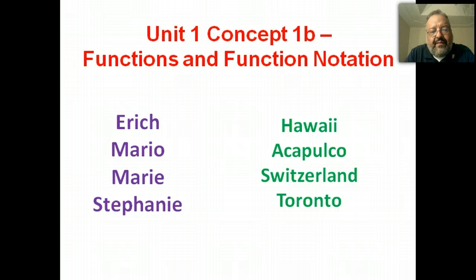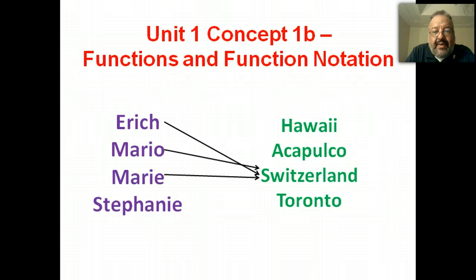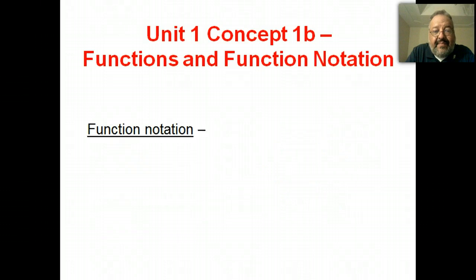Okay? Now, what's this one here? What if all 4 of these people find out that there's going to be this awesome rock festival in Switzerland? So Eric wants to go there. Mario wants to go there, Marie wants to go there, and Stephanie. They all want to go to Switzerland. Now, can all of these 4 people go to Switzerland at the same time? Yes, of course. That is also a function. Okay? Because you don't have one person going to 2 different places at exactly the same time.